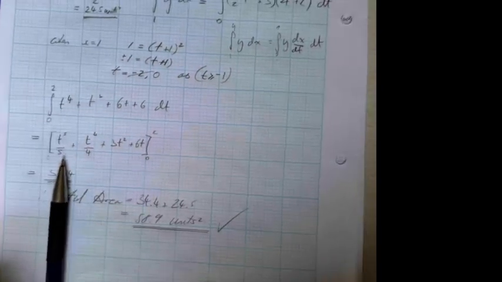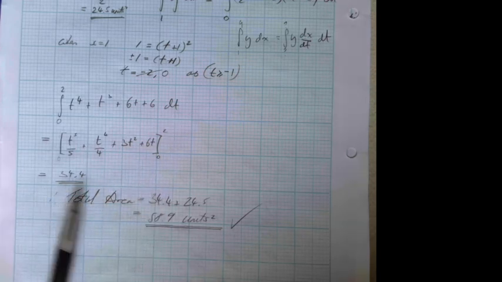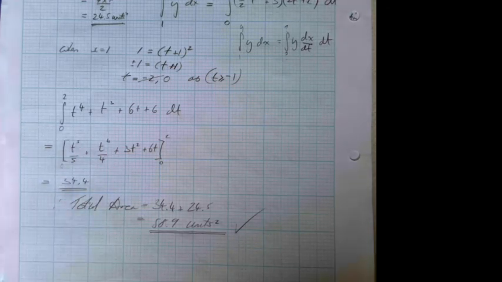Integrating that, we get this expression here. We know the limits are between 2 and 0, so we get a final answer of 34.4 for that, which we can add to our 24.5 and get that the area must be 58.9 units squared. I hope that made sense.